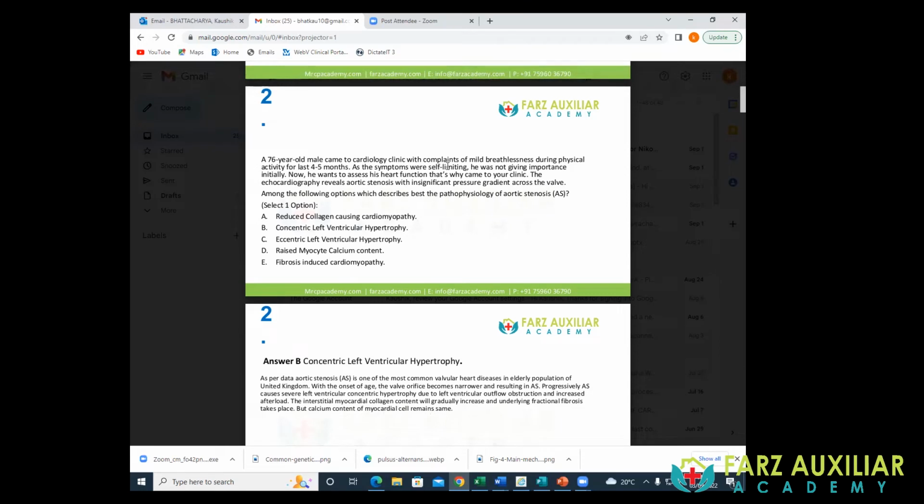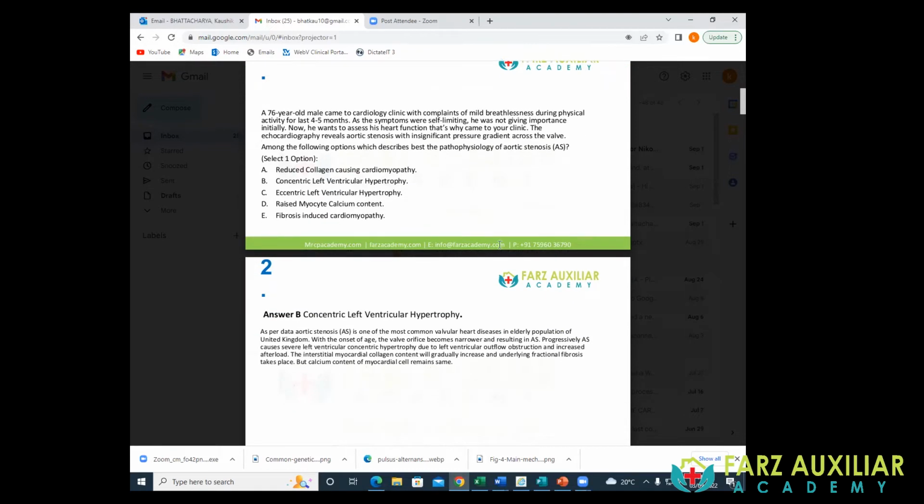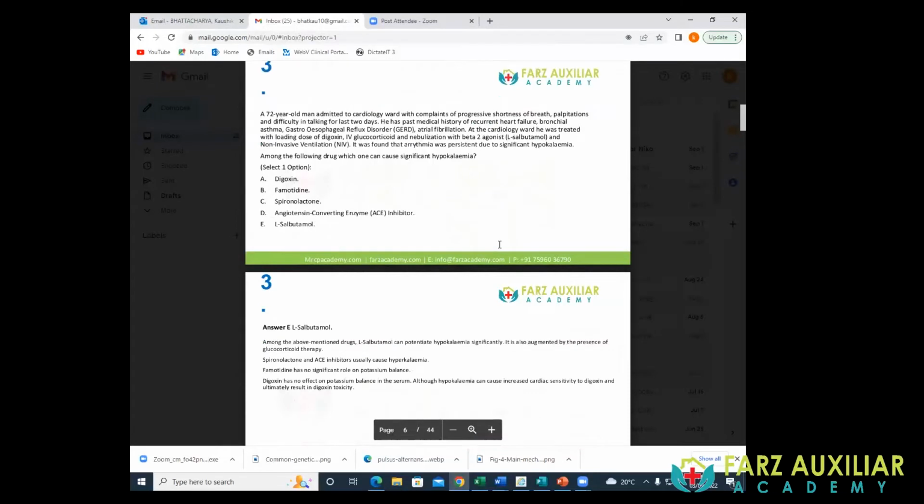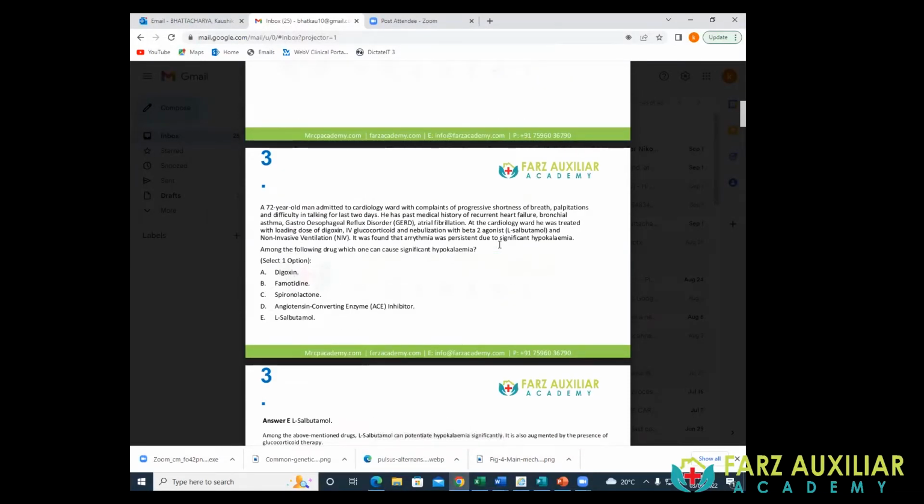So basically, it causes concentric left ventricular hypertrophy because aortic stenosis is a pressure overload. It may not be severe, it may be moderate, but the main mechanism of aortic stenosis is increased afterload, leading to concentric left ventricular hypertrophy. So it's a very theoretical question with a clinical background without much connection.